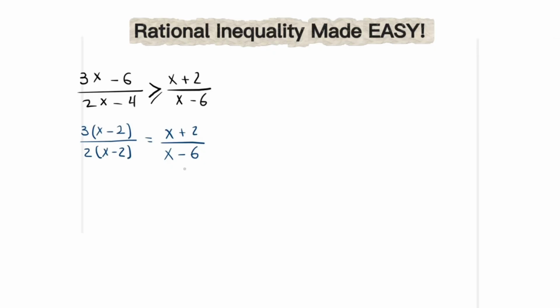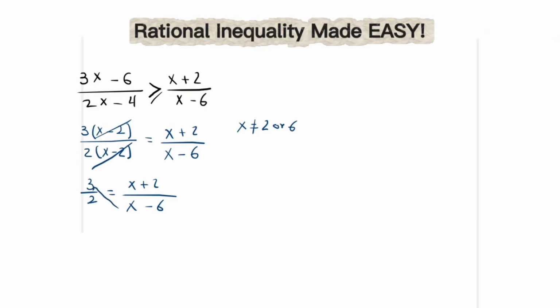Now, we have on the bottom x minus 2 and x minus 6, and that's going to give us non-permissible values, which is x cannot equal 2 or 6, since we cannot have 0 on the bottom. We cannot divide by 0. Now we'll reduce the x minus 2 with the x minus 2, and we'll end up with 3 over 2 equals x plus 2 over x minus 6.